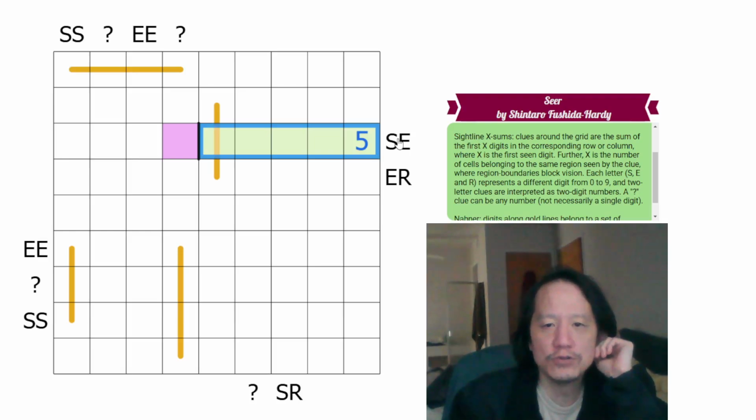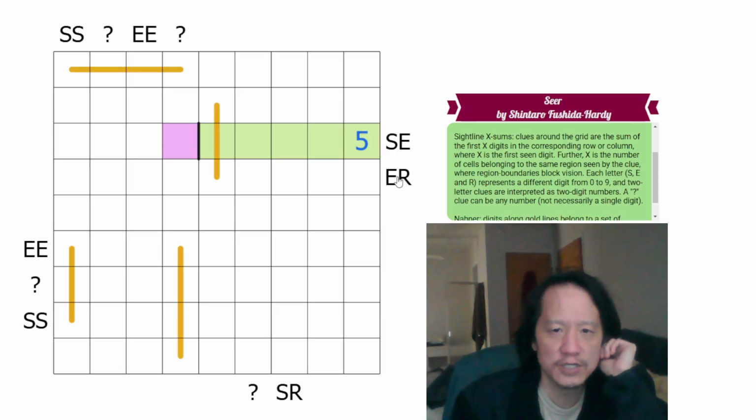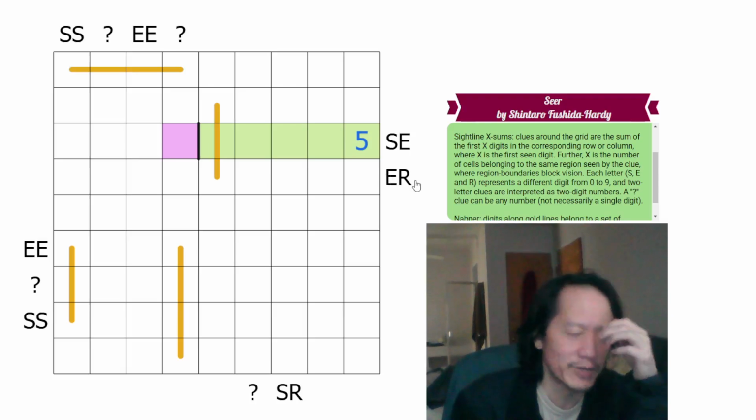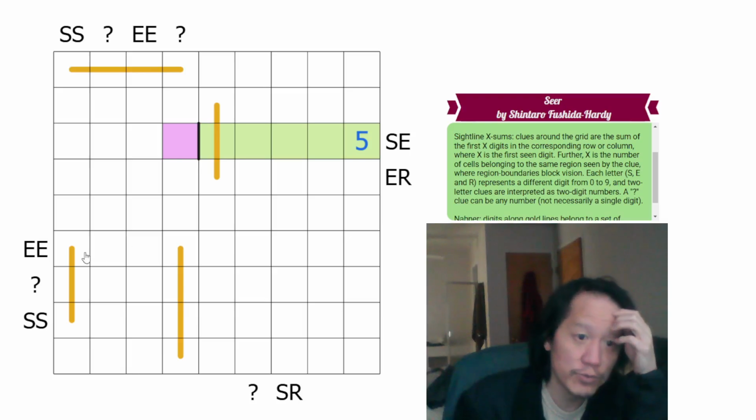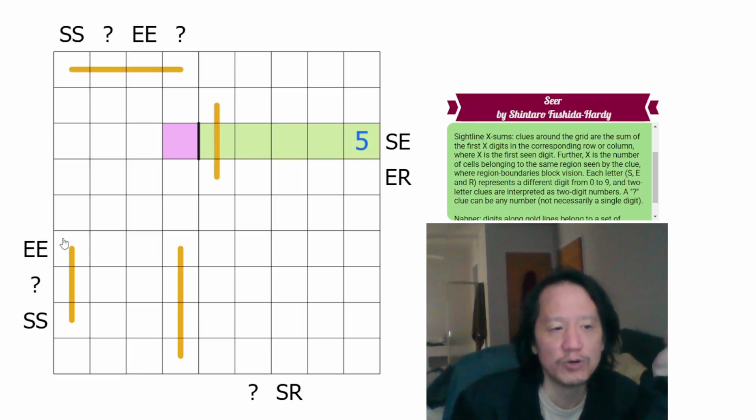And two-letter clues are interpreted as two-digit numbers. So again, the SE in this situation, S would be considered the tens digit and the E would be considered the ones digit. In this ER, the E would be considered the tens digit and the R would be considered the ones digit. With this EE, you would have E as a tens digit and E as a ones digit.